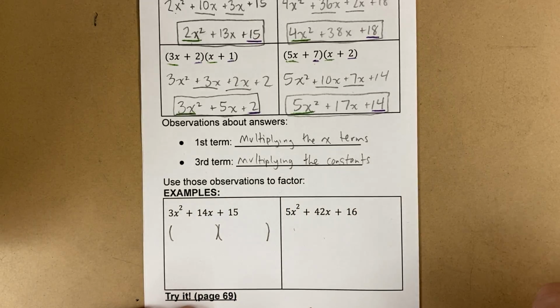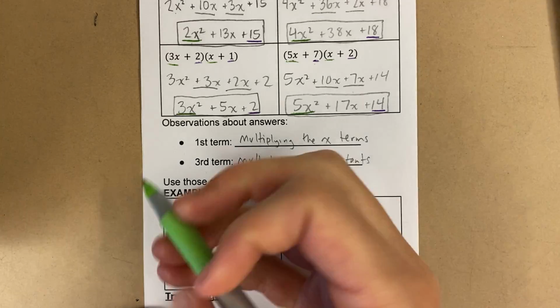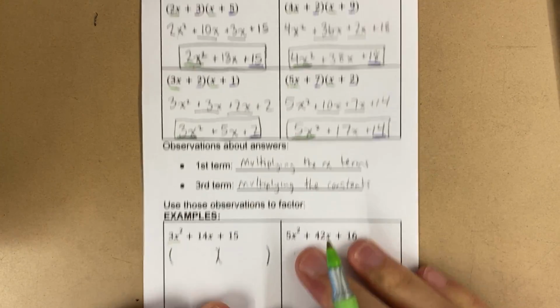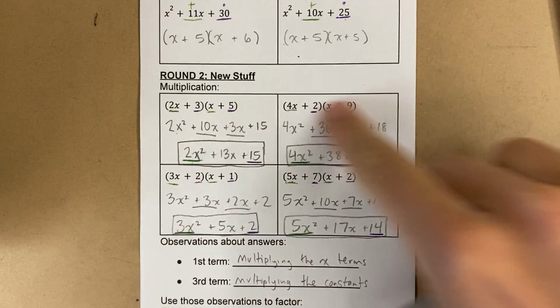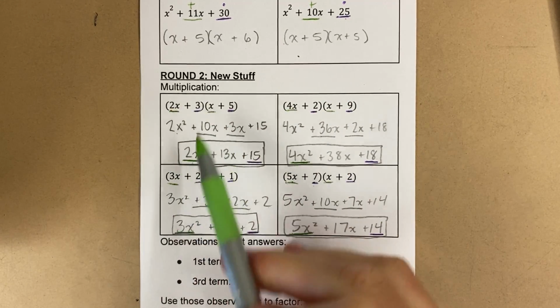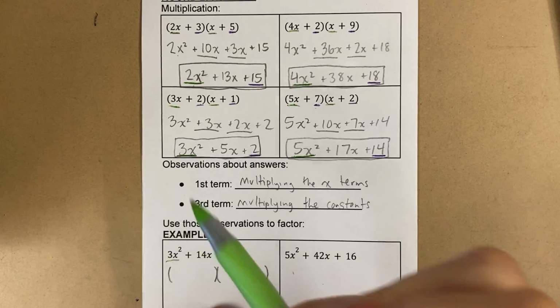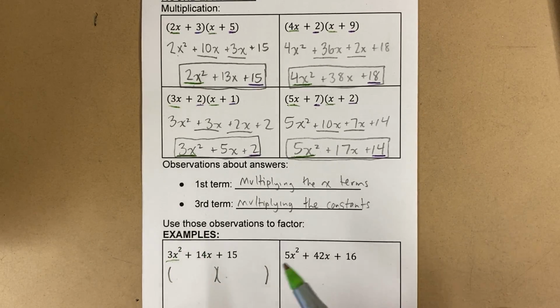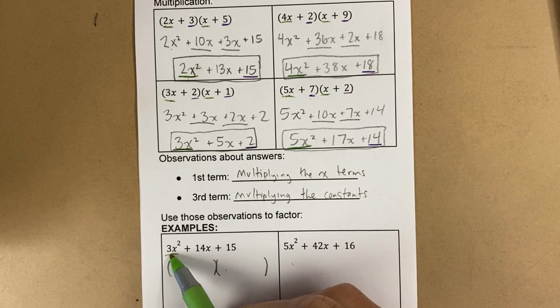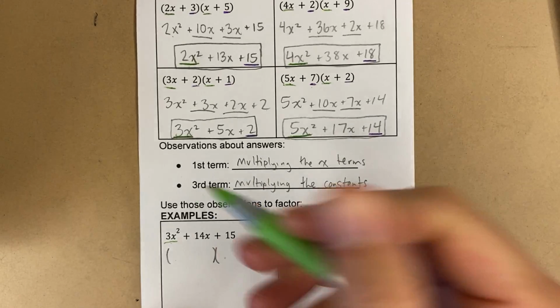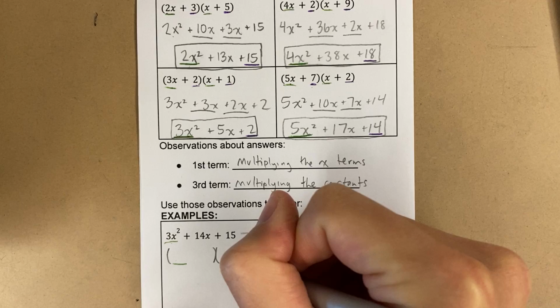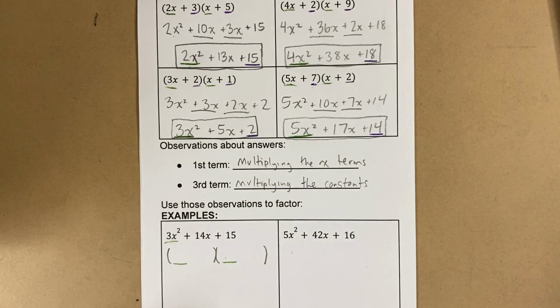Okay, now here's what I know so far. I know that this 3x squared, now remember, I'm doing the opposite of this. So like here, for example, I did 2x times x, I got 2x squared. So now in this problem, I'm saying, 3x squared, what would I put? I know that this first term comes from multiplying the x term. So I'm going to put a term here and a term here that multiply to get 3x squared.